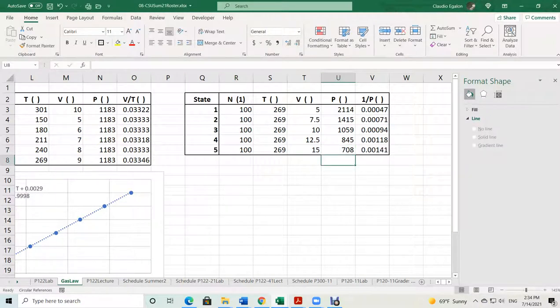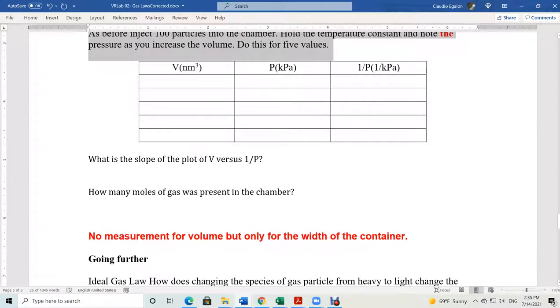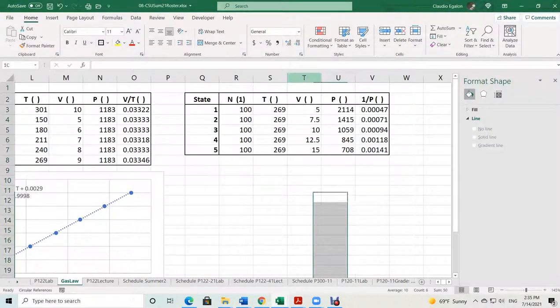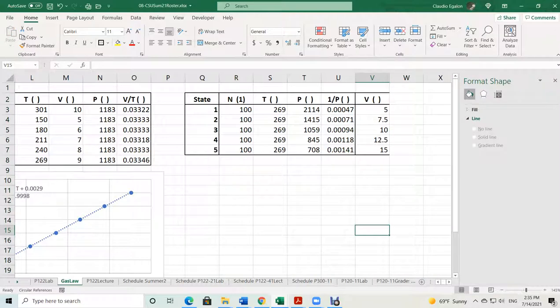Okay, here's my graph. Here's my table. Now I gotta plot my graph. 235. 10 more minutes, we have our break. Let's see what he's gonna ask us to plot. Actually, 100 particle, do this for 5 values. What's the slope of the plot? V. Okay, you want to plot V in the vertical and 1 over P in the horizontal. Okay, and again, because the V goes in the vertical, the V should be to the right of the 1 over P, okay? So we're gonna do the same here. V should go in the vertical. So we're going to get this guy here, cut it, and insert right here to the right of 1 over P.